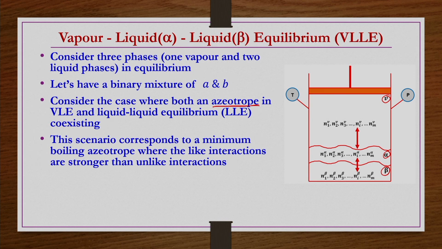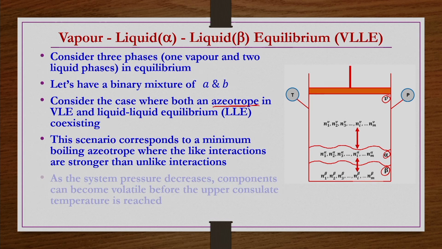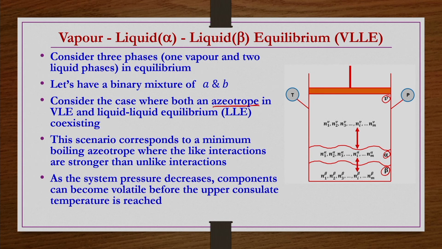So this scenario corresponds to a minimum boiling azeotrope where the like interactions are stronger than the unlike interactions. Why minimum boiling azeotrope, that I also explain schematically in the next slide. As the system pressure decreases, components can become volatile before the upper consolute temperature is reached.